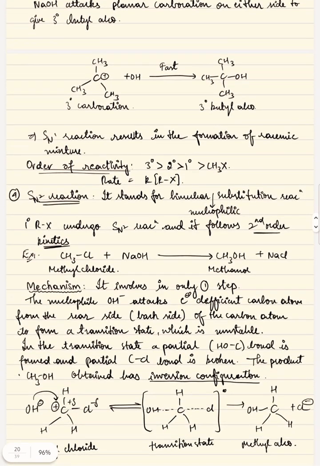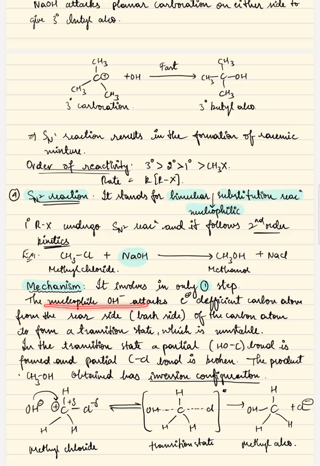And the next thing we're talking about is the SN2 reaction. SN2 stands for bimolecular nucleophilic substitution reaction, and it follows second order kinetics. Again here also sodium hydroxide. And the next is the mechanism. Methyl chloride in the presence of sodium hydroxide gives methanol. It involves only one step.